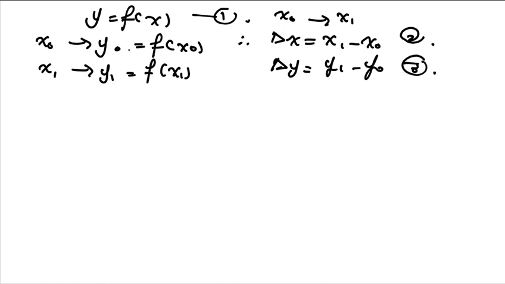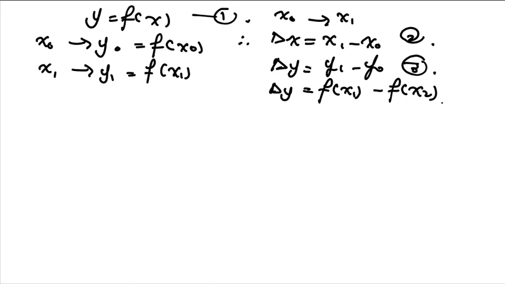Okay. Recall, like I said to you just now, y0 is a function of x0, y1 is a function of x1. So here, if you look at 3, change in y can be rewritten as what? Change in y can be rewritten as f of x1 minus f of x0, isn't it?